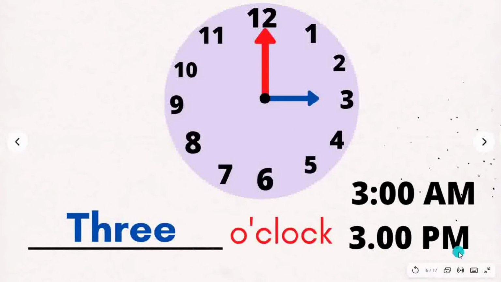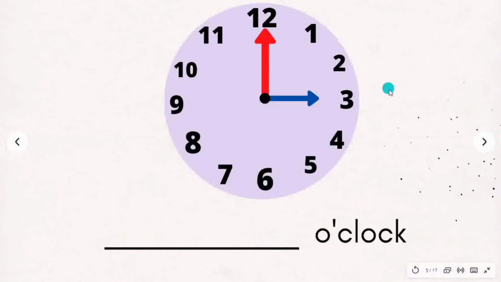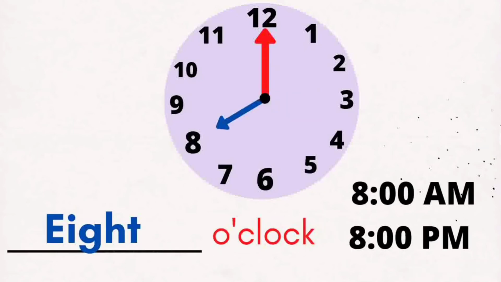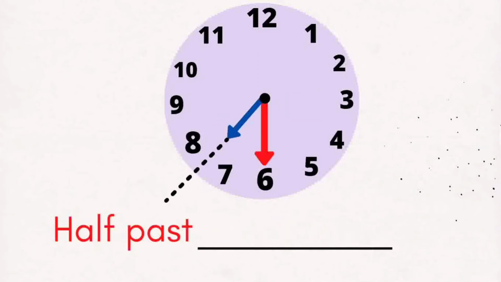Okay, let's revise it one more time. O'clock when the long hand is showing number 12. O'clock when the long hand is showing number 12. Alright, I hope all of you understand. Okay, so we move on to half past. When we use half past, we have to look at the long hand first.